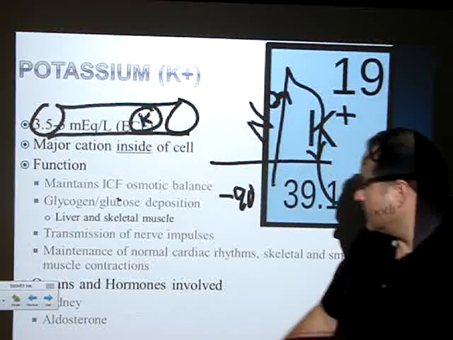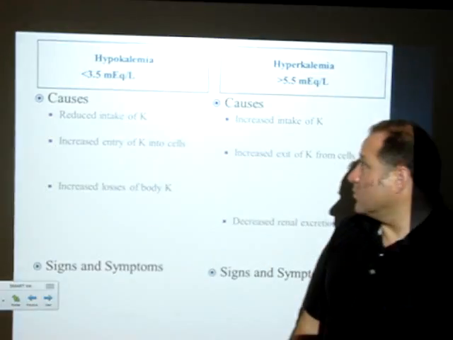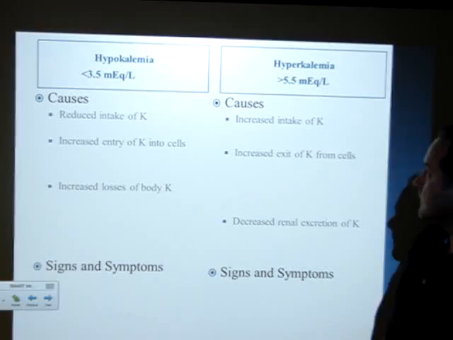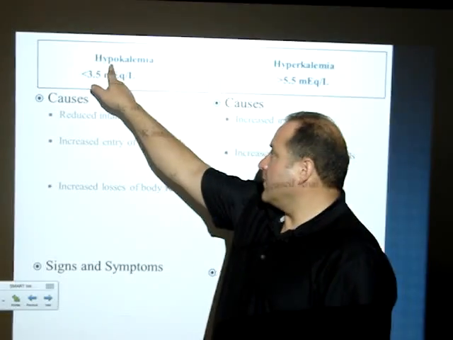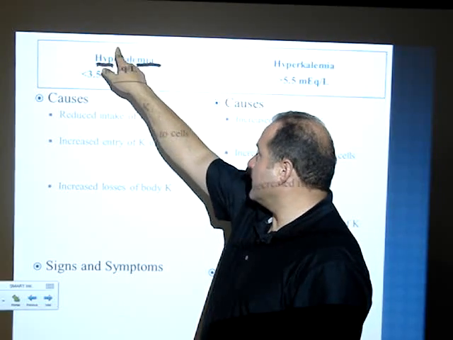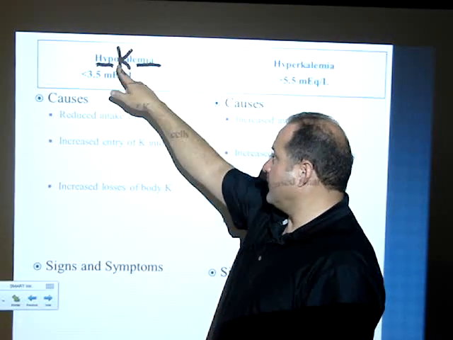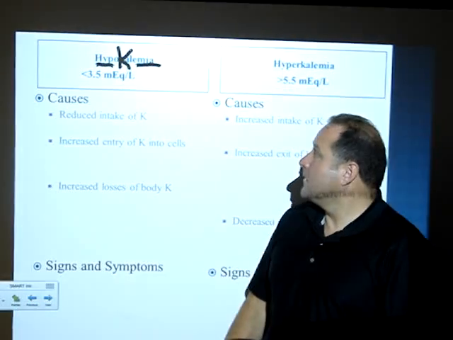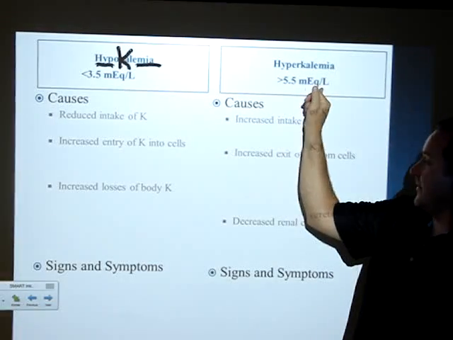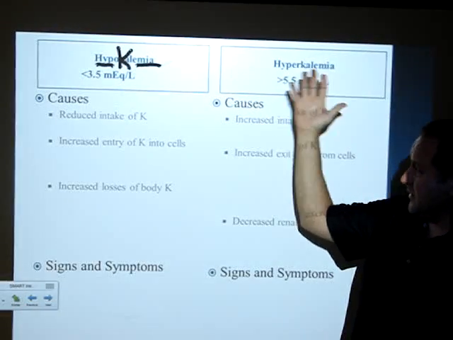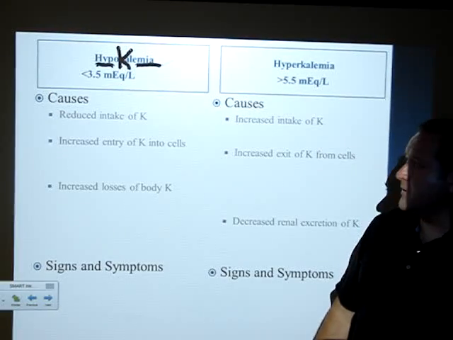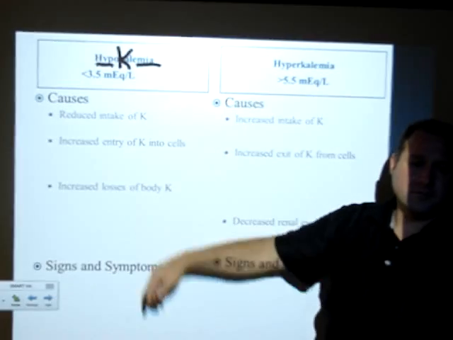Okay, so what happens if we get too much or too little potassium? Okay, first off, again, hypo, not enough, emia in your blood, K, not enough K, right? Not enough potassium, hypokalemia in your blood. Okay, don't have enough. Less than 3.5 is too little, more than 5.5 is too much. And let's talk about the causes. So you could have reduced or inadequate intake of potassium.